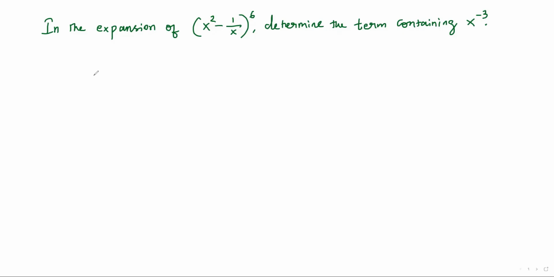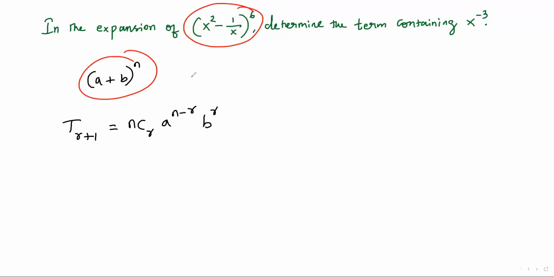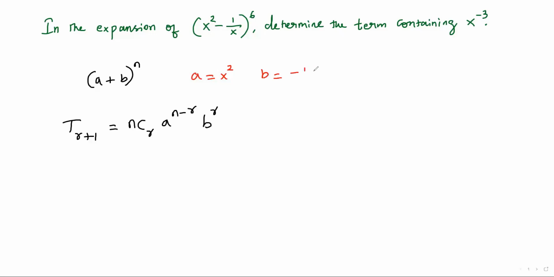Okay, let's go over the general concept of binomial expansion. That is (a + b) whole to the nth power. In the expansion of this binomial, the formula to find the (r+1)th term is nCr a to the power n minus r, b to the power r. Comparing the two, I'm getting a is equal to x squared, b is equal to negative 1 over x, and n is equal to 6.